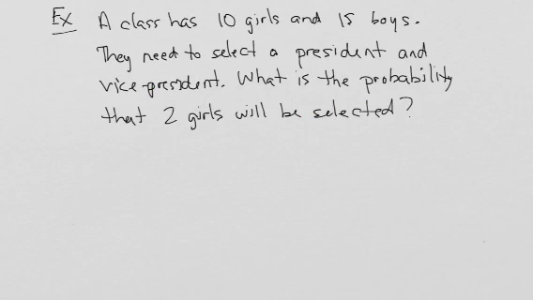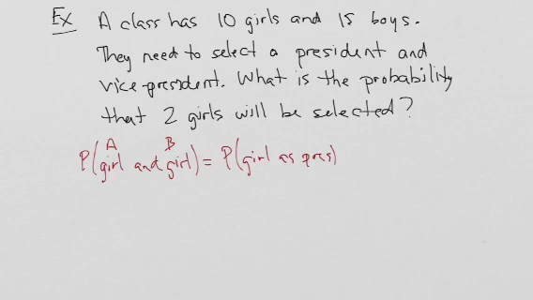Okay, let's try another one. A class has 10 girls and 15 boys. They need to select a president and a vice president. What's the probability that 2 girls will be selected? So once again, we're looking at the probability of getting a girl as president and getting a girl as vice president. So let's look at the first one, the probability of getting a girl as president. That's kind of our A, our president, and then there's our B. So our probability of getting a girl as the president, and then I'm going to times it by the probability of getting a girl as the vice president.